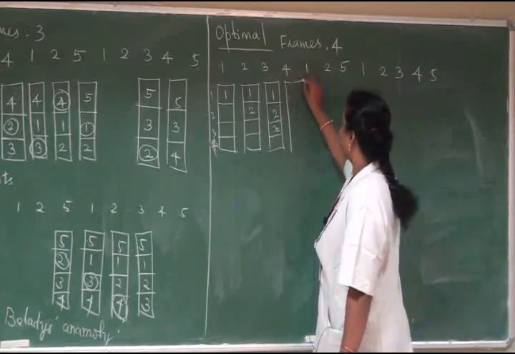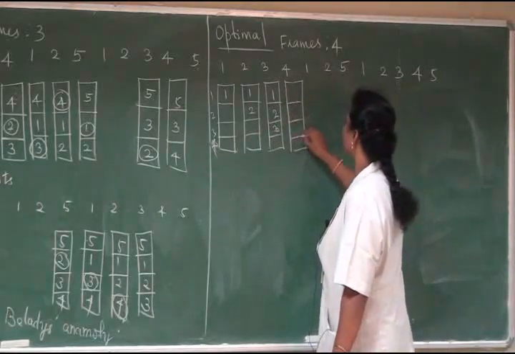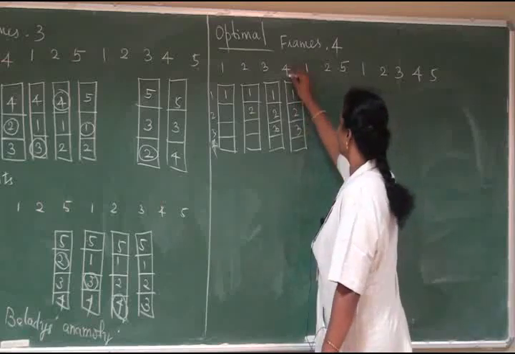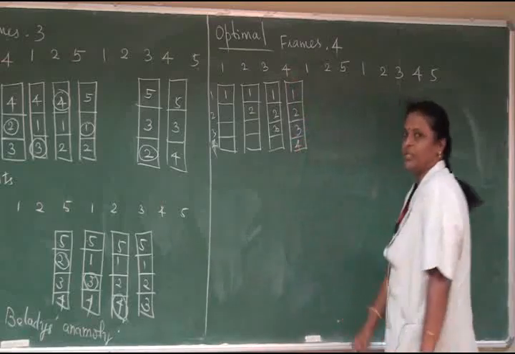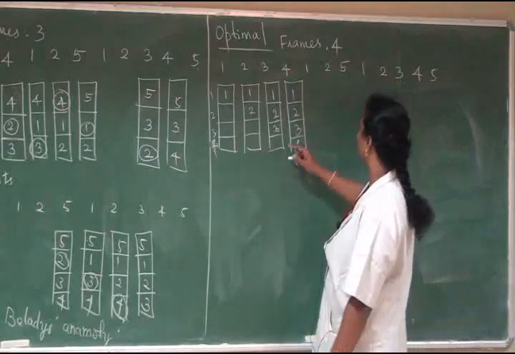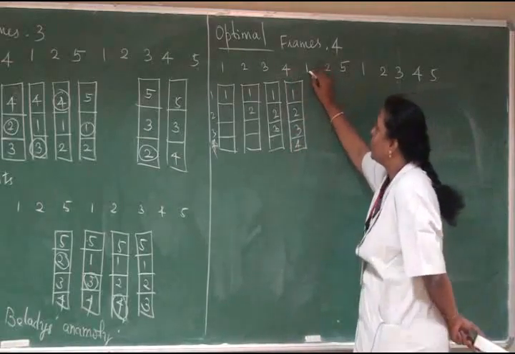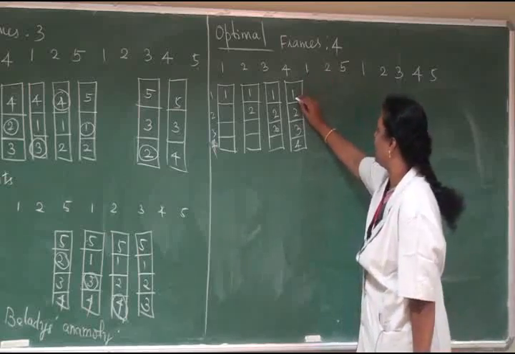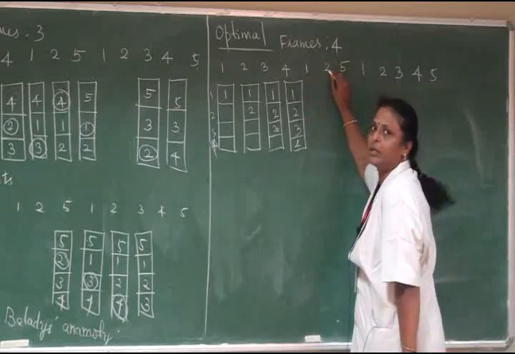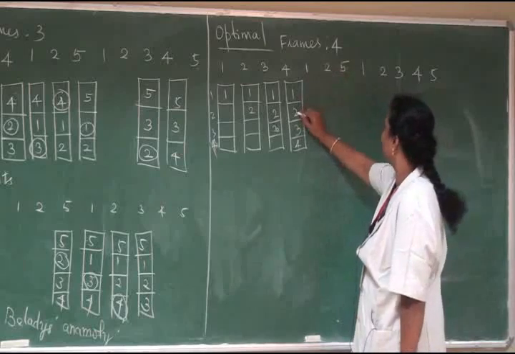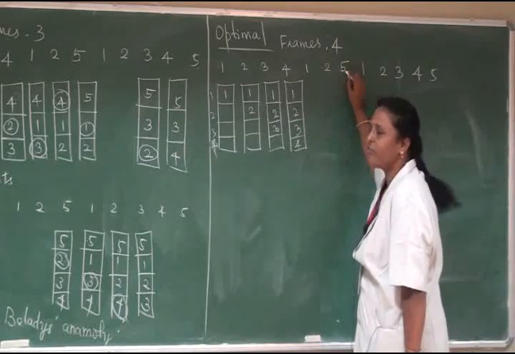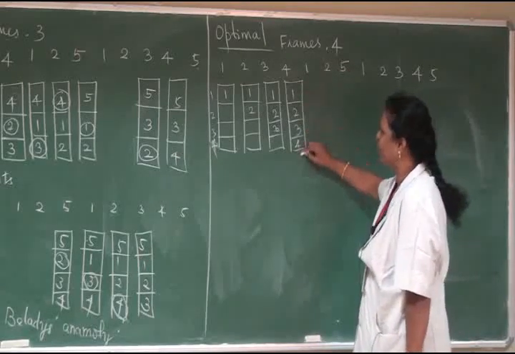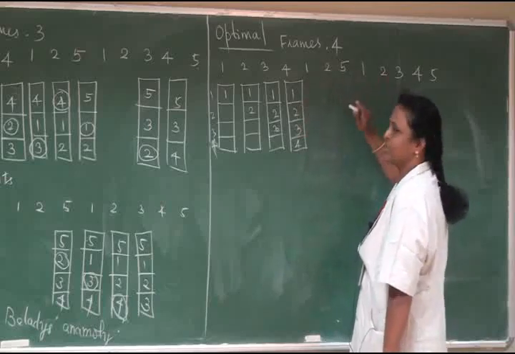Then it is trying to access 4. 4 is also not available. So 4 is loaded into the physical memory in the 4th frame. And now it is going to access page number 1. So 1 is already there, so no problem. Then it is trying to access 2. 2 is also there, and it is trying to access 5. 5 is not available here in the 4 frames, so it has to go for page replacement.